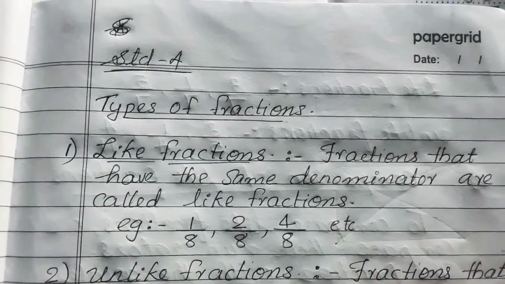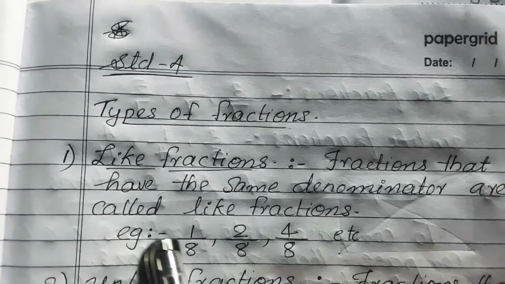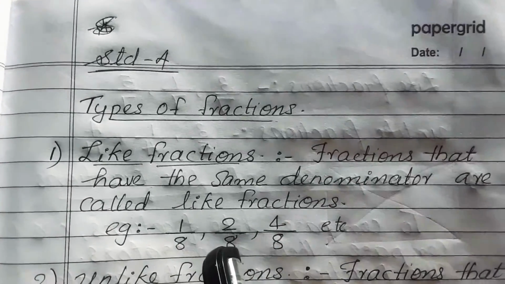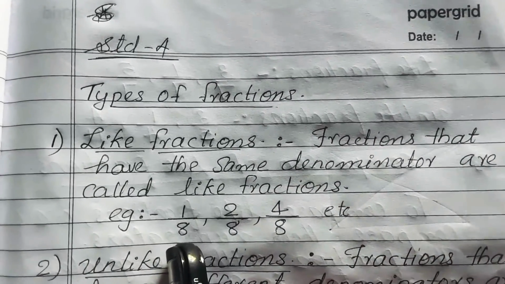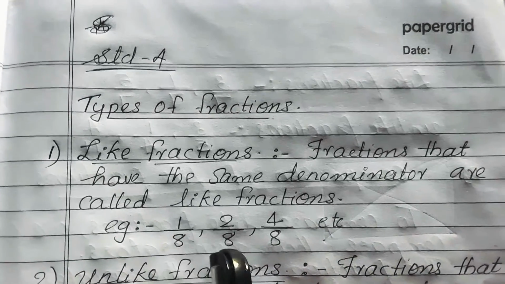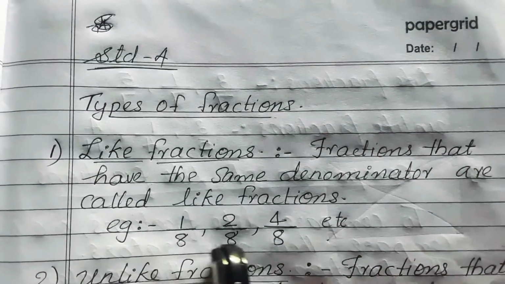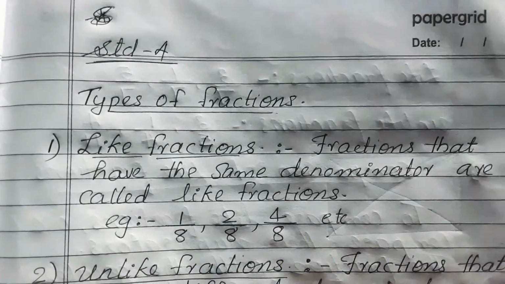Fractions that have the same denominator are called like fractions. That is, look at this, children. Here, these fractions are having the same denominator 8, isn't it? So, these fractions we can say as like fractions.